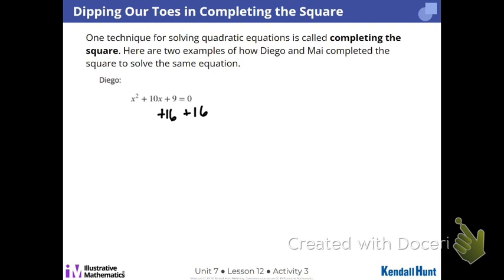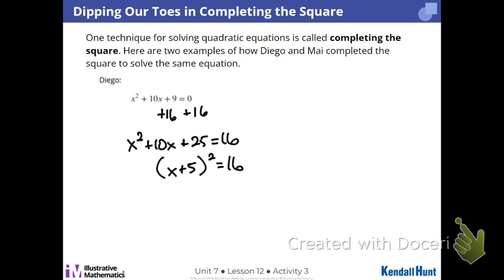So watch what I get now. X squared plus 10x plus 25 equals 16. And this looks like a problem we did last lesson now. Wait, why'd you add? You'll see. Oh, I see. I want it to be a perfect square because if this is a perfect square, look how I can rewrite it. X plus 5 squared is 16.